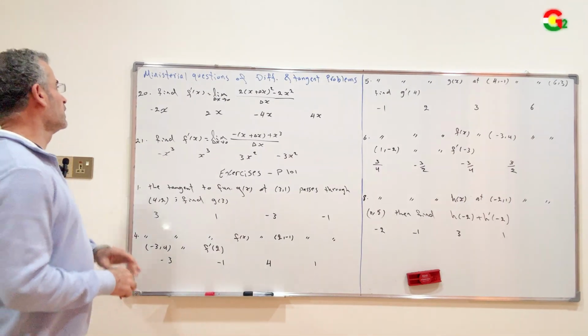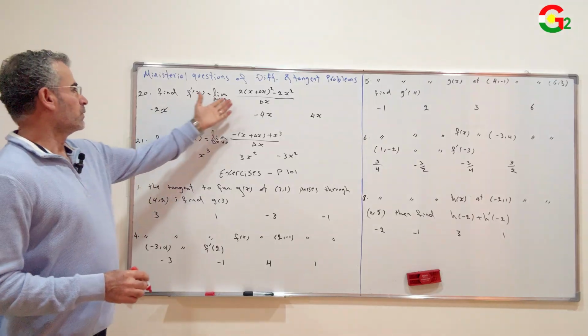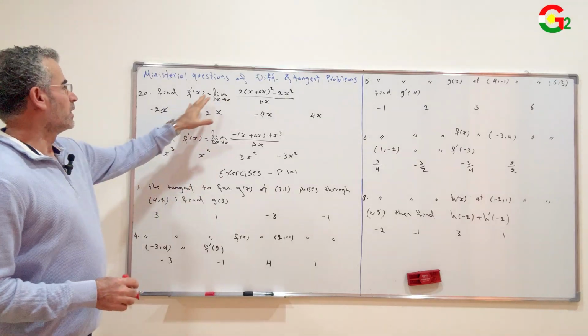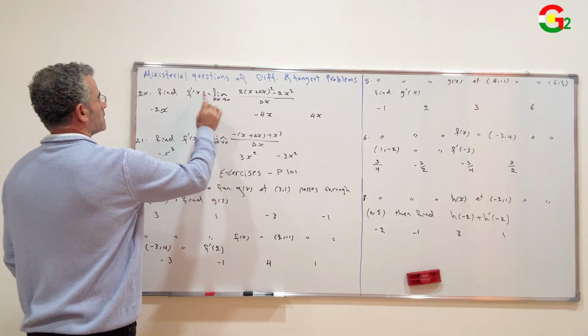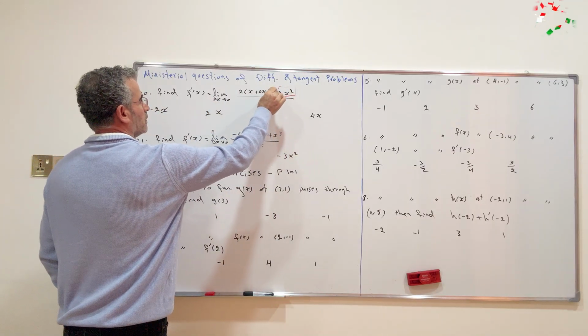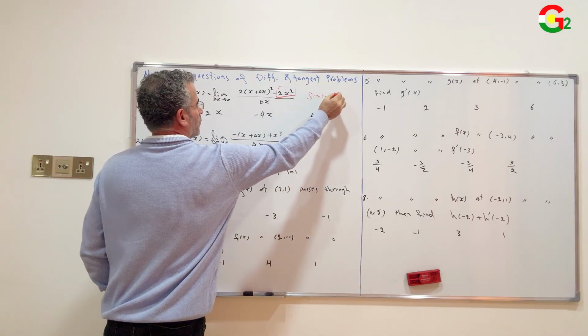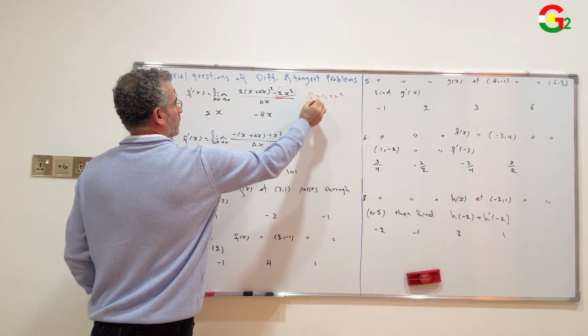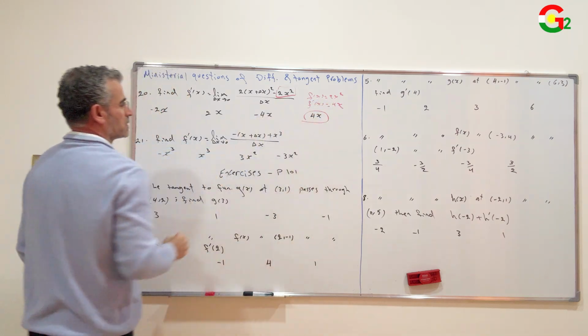Question number 20. Find f prime of x equal to this limit. The answer to this question is that the function is 2x to the power 2. Then f prime of x equals 4x. Choice D.